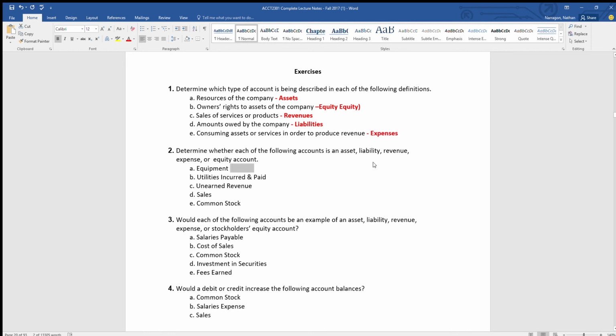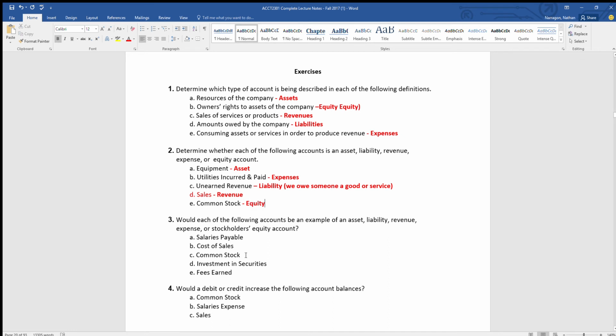Next, determine which of the following accounts is an asset, liability, revenue, expense, or equity account. So again, classification. Equipment is always an asset. Utilities incurred and paid, there's my expenses. Unearned revenue, this is one of those tricky ones. This is a liability. So we basically owe someone a good or service with this one. Sales, of course, is revenue. But that one we're going to get into a little bit more in depth. If you ever see unearned revenue, it is a liability. It's just something that we have yet to perform the service for, but we got paid in advance.